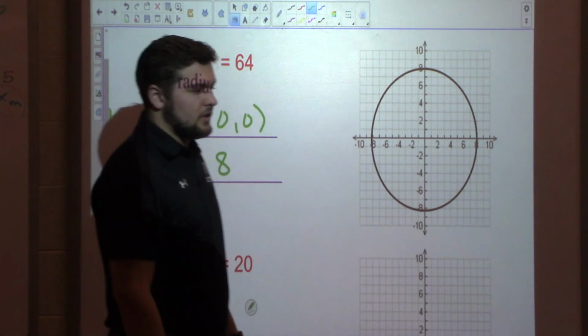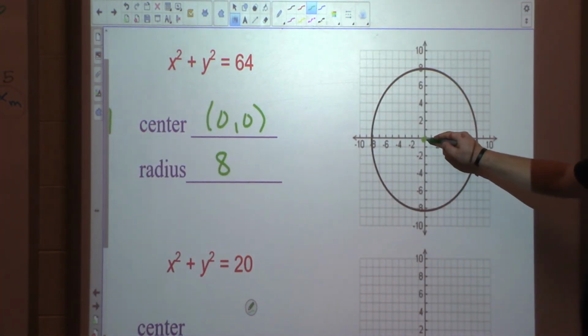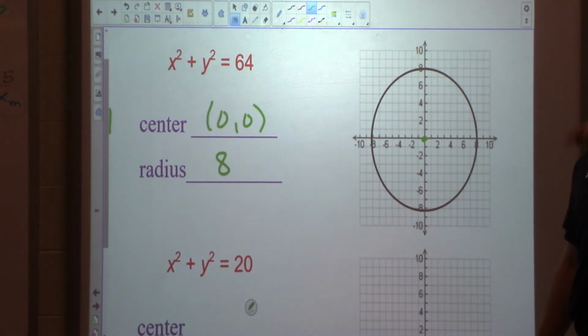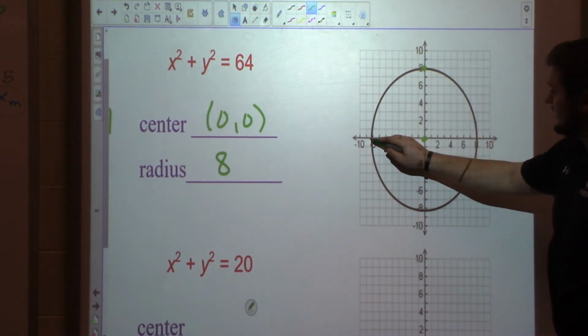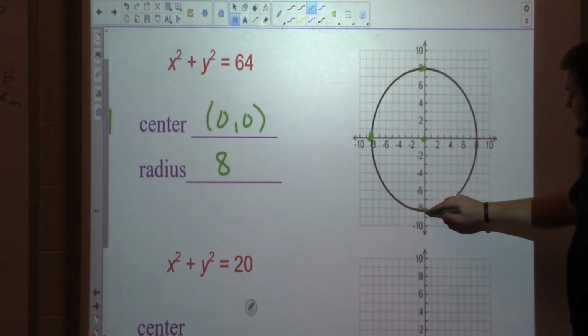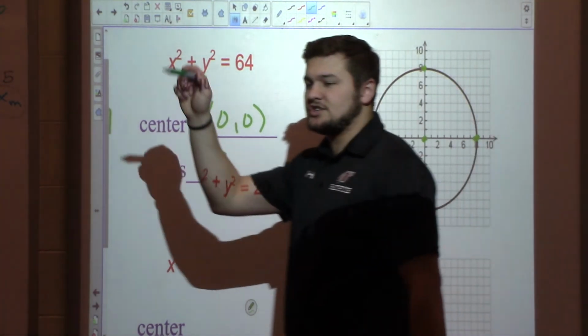Okay, so what you are going to do to graph this, you're going to plot your center at 0, 0. And all we're going to do is go up, down, left, and right, however big our radius is. In this case, it's 8. So I'm going up 8, plotting a point. Left 8, plotting a point. Down 8, to the right 8. And then you're just going to sketch your circle in.